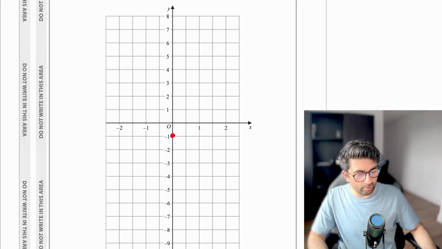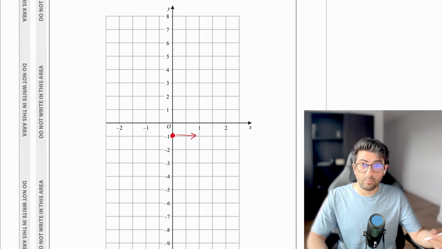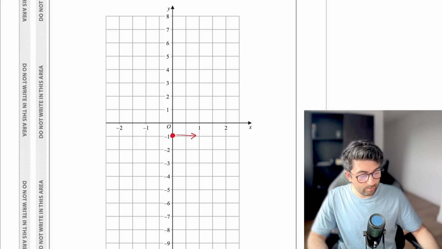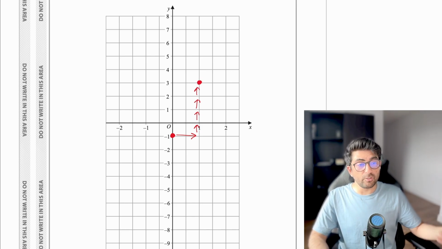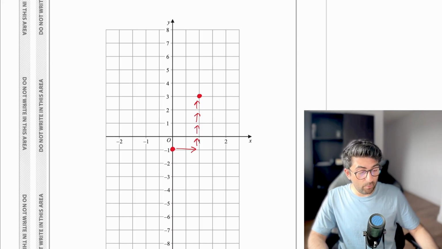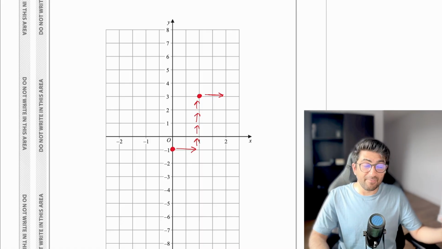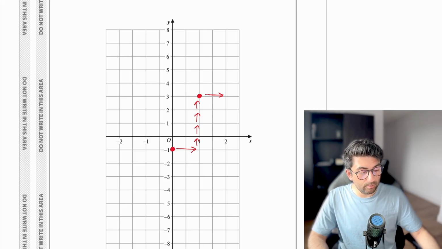So if I do 1 unit across, which is 2 squares, and then 4 units up, which is 1 square each, so 1, 2, 3, and 4, our next point is going to be there. And we can do that again because we have some space on this graph. Again, 1 unit across, which is 2 squares, and then 4 units up, 1, 2, 3, 4 squares, and there we are. Okay, so we can erase all these arrows now.